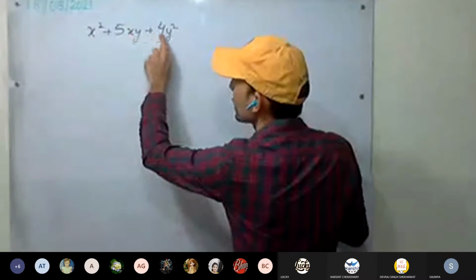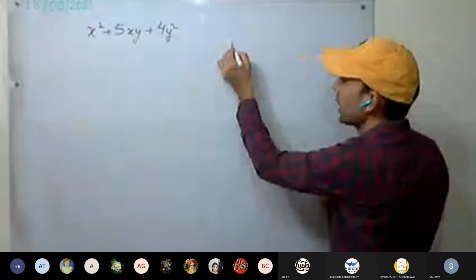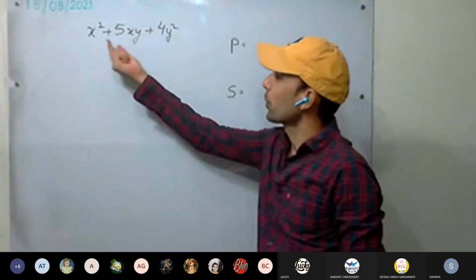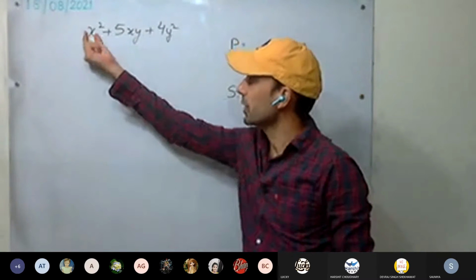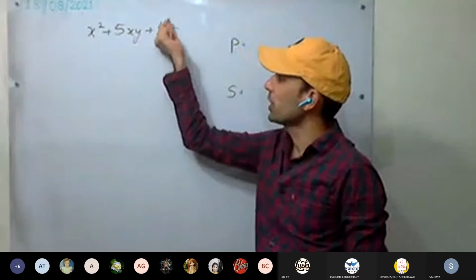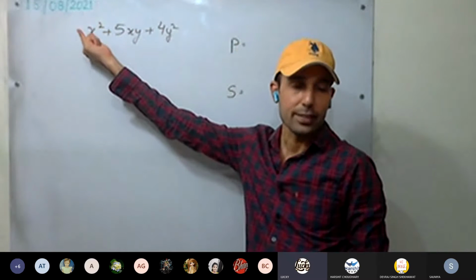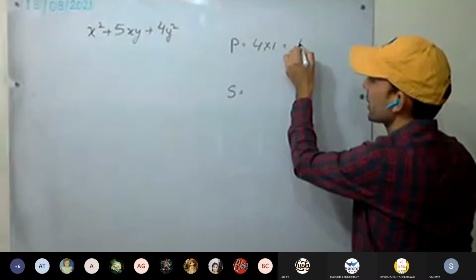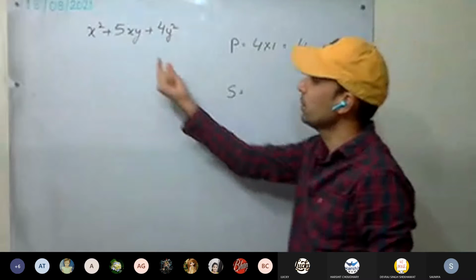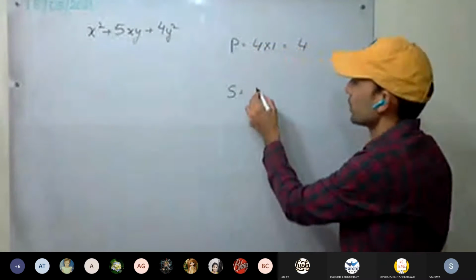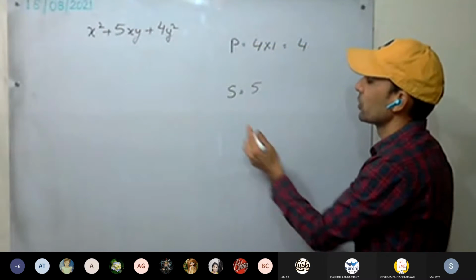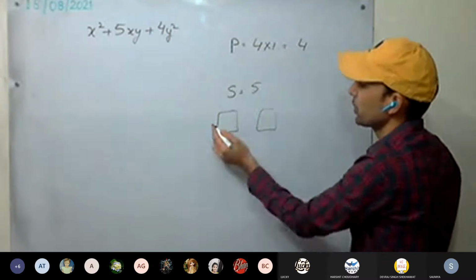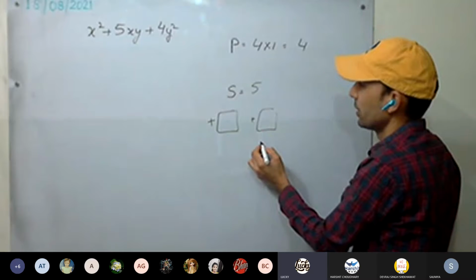Here as well, we'll proceed the same way. x square, x, 4. So product and sum. If you are taking x square, x, y, what must the product be? 4 into 1, we are getting 4. What should be the sum? 5 should be the sum. So find two numbers.